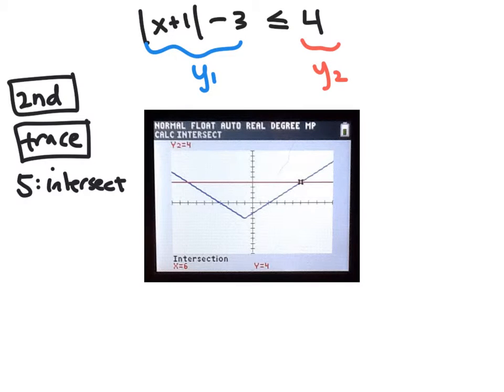The screen will prompt you for the first curve. You'll move closer to the point of intersection. So normally the cursor's over here, but you'll probably move it a little bit closer over here. And once you get a little closer to the point of intersection, you'll press enter.